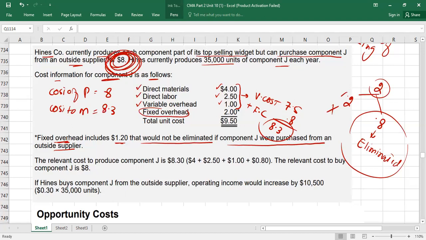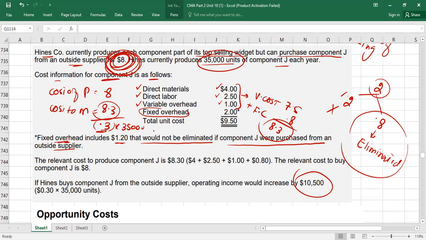So obviously, if you choose to manufacture the product, you will have a loss. How much? A loss of $0.3 per unit if you choose to make it, because the cheaper option is the cost of purchase. So you will incur $0.3 extra cost. This $0.3 you multiply by the number of units, 35,000 units. So what will happen, guys? You would have a loss of $10,500 if you multiply 0.3 with 35,000.